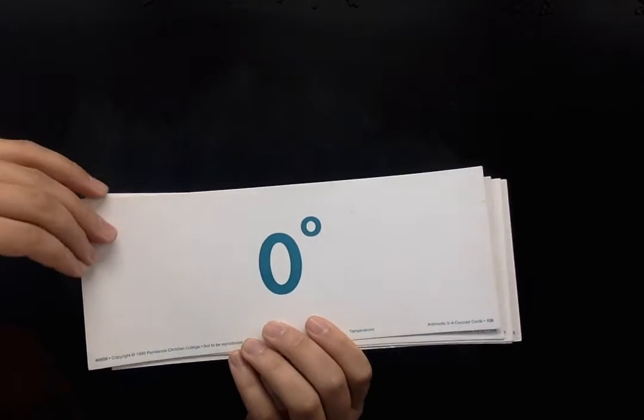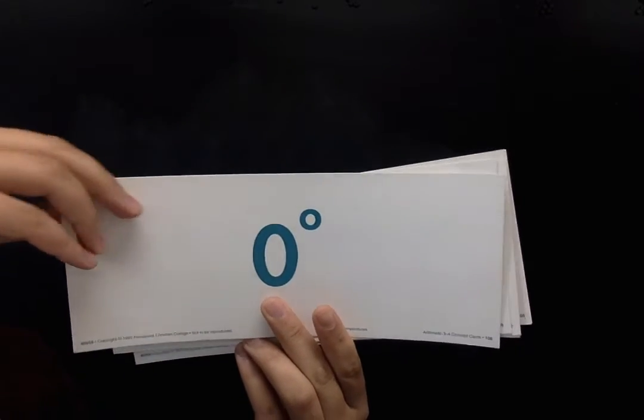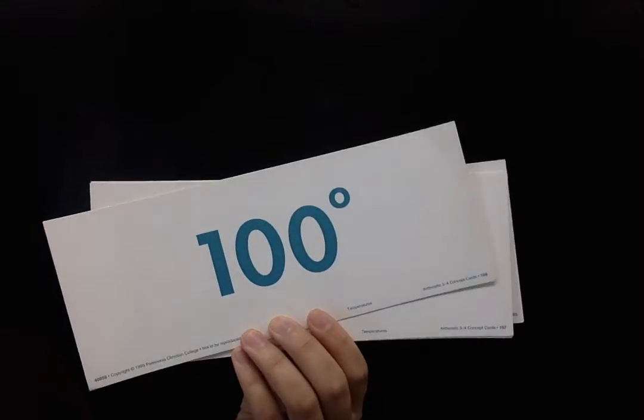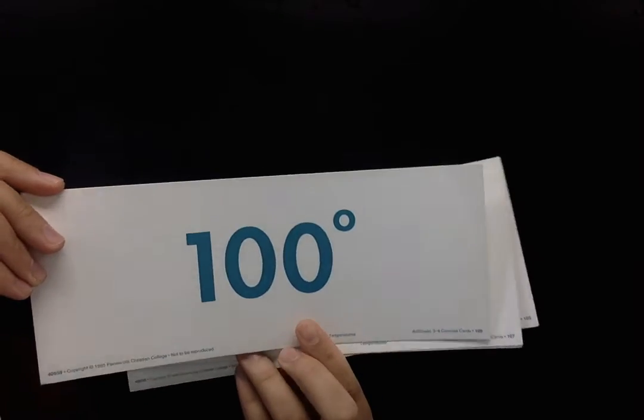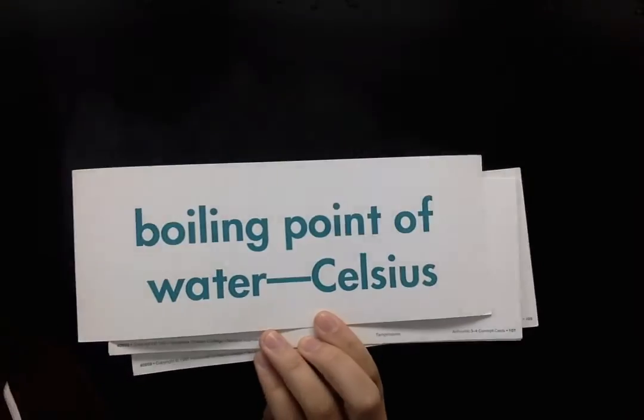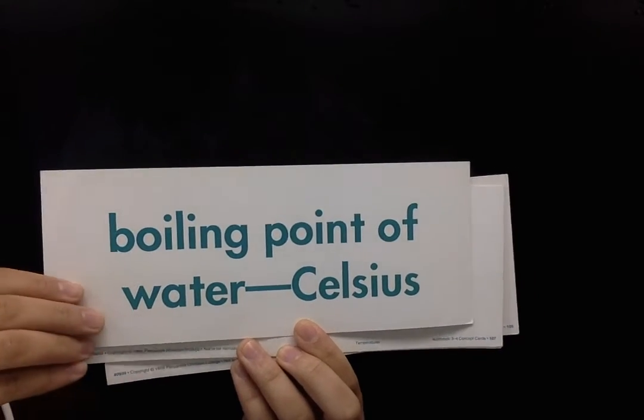What about 0 degrees? That is the freezing point of water Celsius. What about 100 degrees? That is the boiling point of water, Celsius.